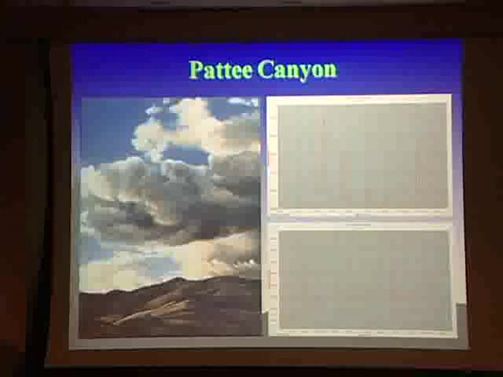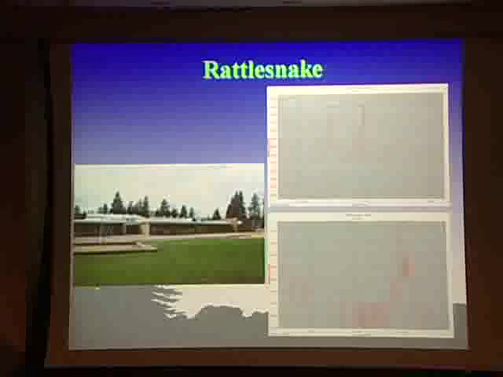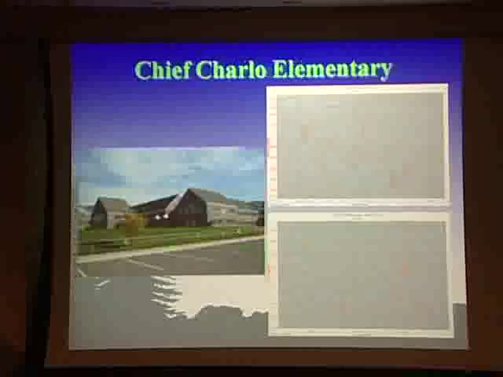I tested an area that wasn't really around a residential area, and what we took into account there was a house. Rattlesnake area is a lot more near the other side of town. Down there, I believe. You test this part. Chief Charlotte Elementary is up in the South Hills, about medium elevation.